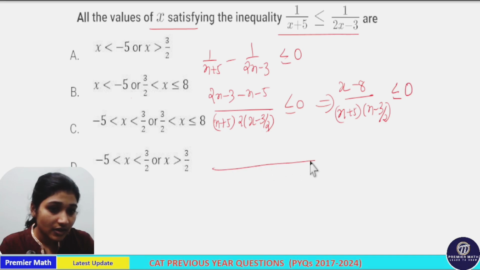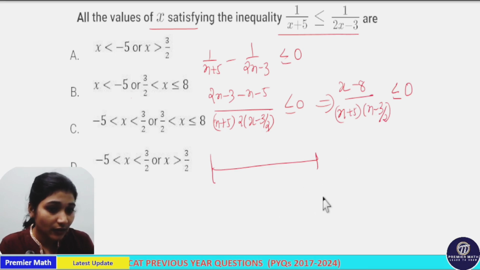Here from this, x can have the values plus 8, plus 3 by 2 and minus 5. So here x minus 8 is in the numerator. So x can take x less than or equal to positive 8. And here this minus 5 and plus 3 by 2 are in the denominator.